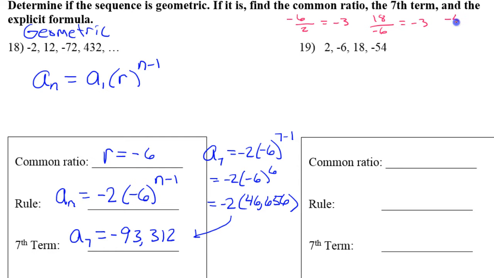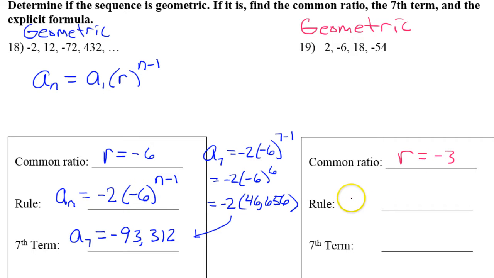And if I do negative 54 divided by 18, I would need to put this in my calculator, but again, I will get negative 3. Because we're getting the same ratio, a common ratio, if you will, that means this is in fact geometric once again. So, is it geometric? Yes, it is. Now, since it is, we're going to find these things. The common ratio is what we just found, negative 3.